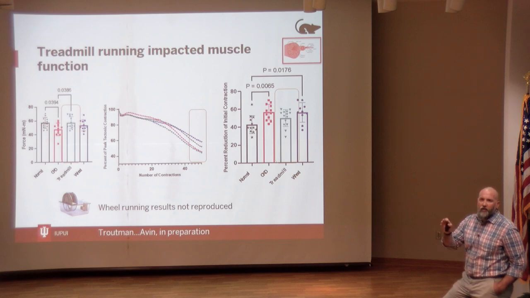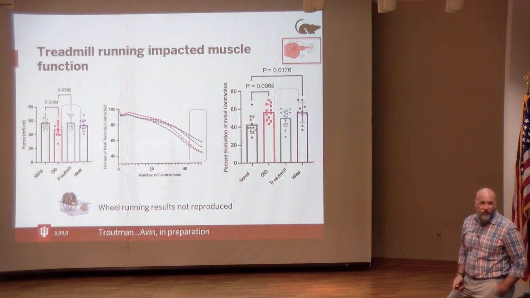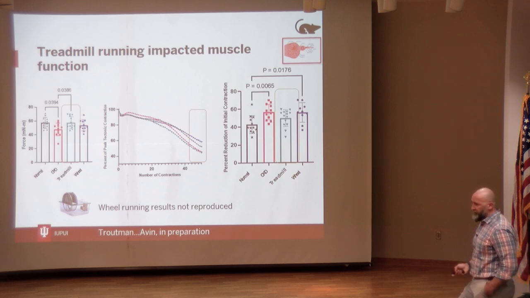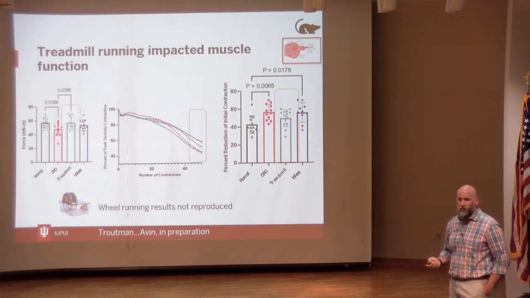So this is looking at repeated stimulations, 50 muscle contractions, and it's looking at the difference between your initial and your end. That's what this is showing. And treadmill actually improved the muscle's fatigability while wheel running didn't have an impact. So the treadmill improved muscle strength. It also improved muscle fatigue. I know as you're sitting there, some people are starting to think, well, how come you're not doing resistance training?